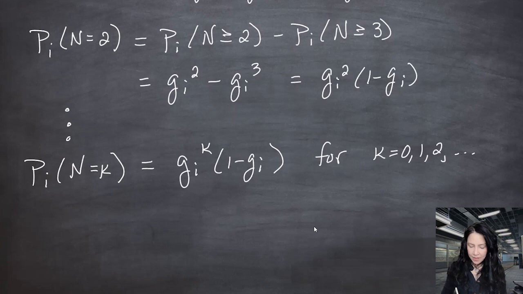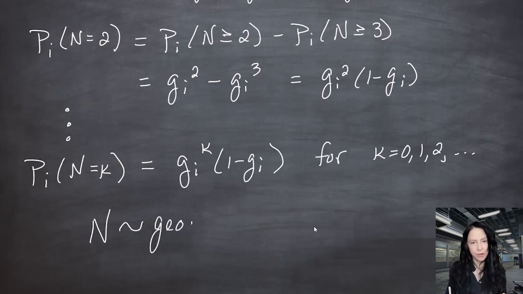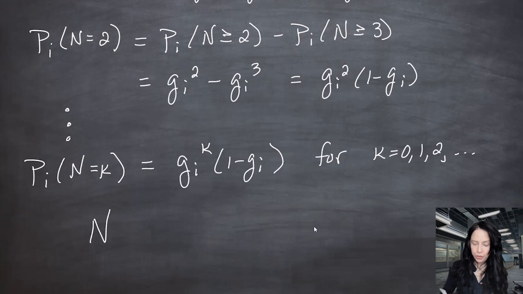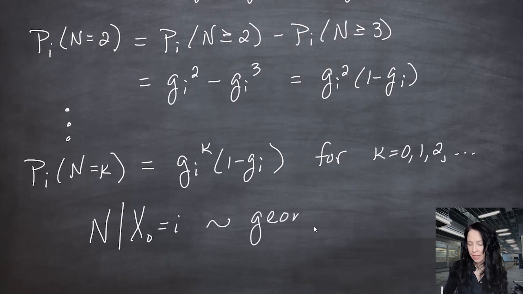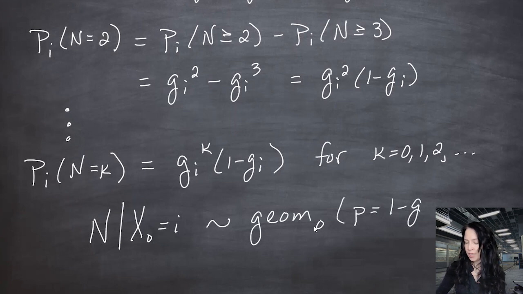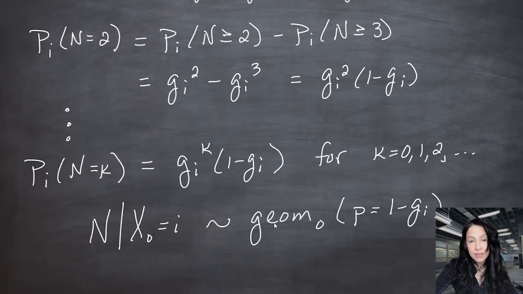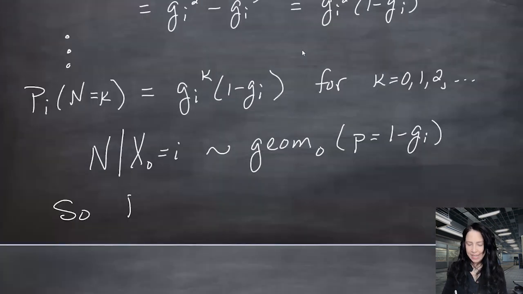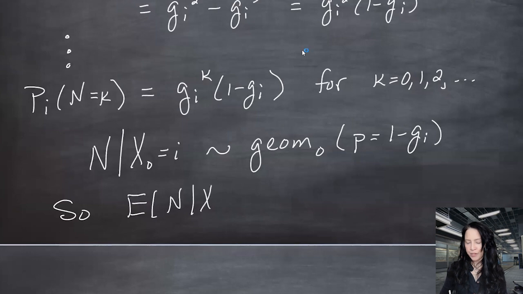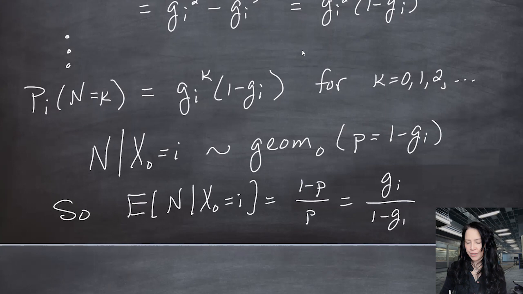And so we can say that, don't write this because I'm going to change it, but you would say N has the distribution geom, though it's really a conditional distribution. So we're going to write N given X0 equals I has the geometric distribution, the one that starts from zero, and the p is actually 1 minus G sub I. And because we know that, we know its expectation. So the expected number of returns, given that we started at I, is (1 minus p) over p, but with the G stuff in, you get GI over (1 minus GI).